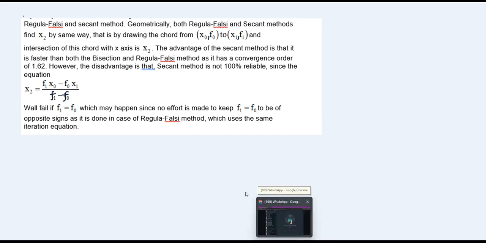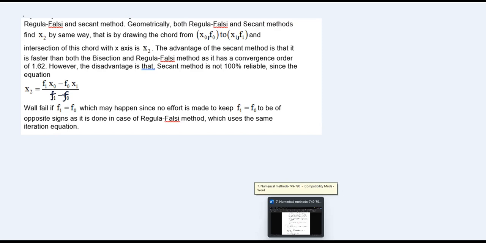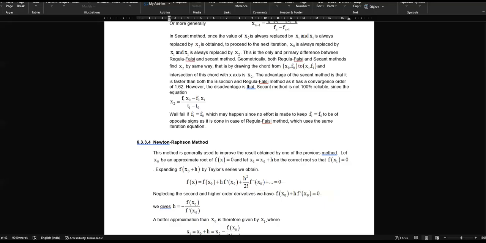Although it is faster, the rate of convergence of the regular falsi method is 1. The rate of convergence of the secant method is 1.62 convergence order.